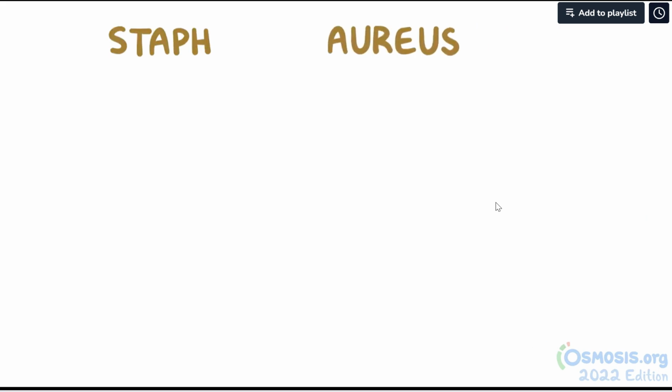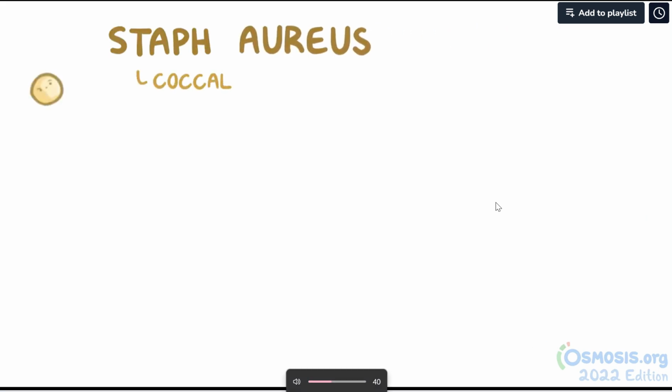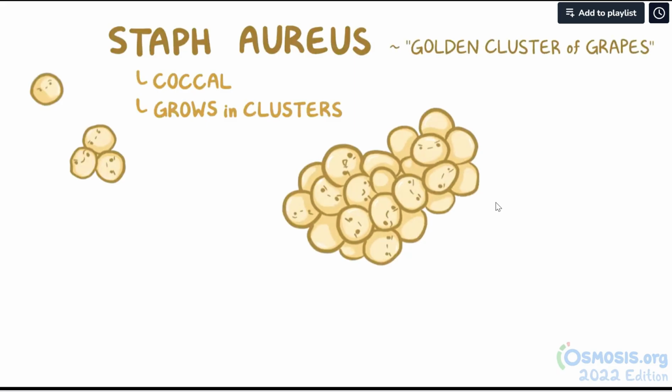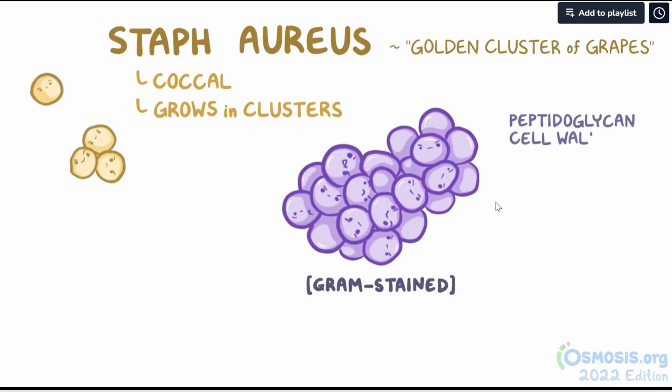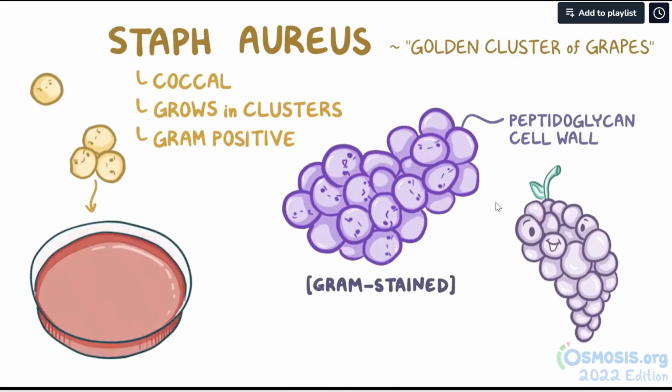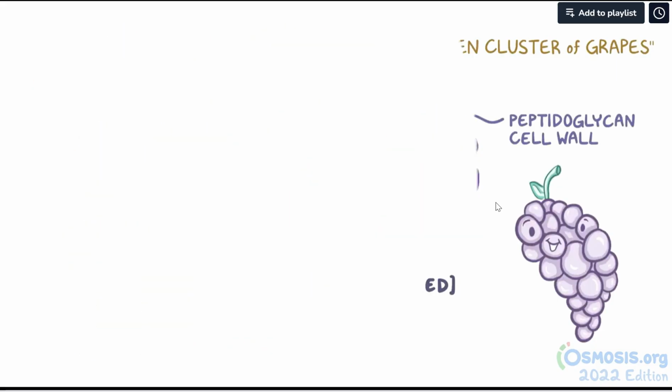sometimes just called Staph aureus, is coccal, or round in shape, and grows in clusters. In fact, its name, broken down, means golden cluster of grapes. It sort of starts making sense if you look at it under a microscope. It tends to grow in sticky clusters, and it stains purple when gram-stained due to its peptidoglycan cell wall. So it's gram-positive and it resembles grapes. As for its golden color, when it's grown on blood agar plates, the colonies have a distinctive golden yellow color.